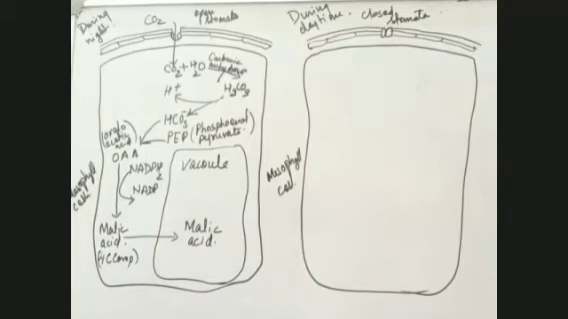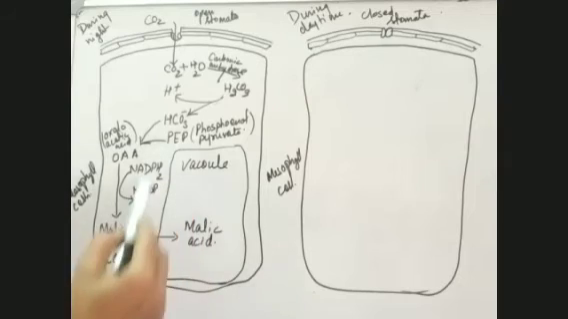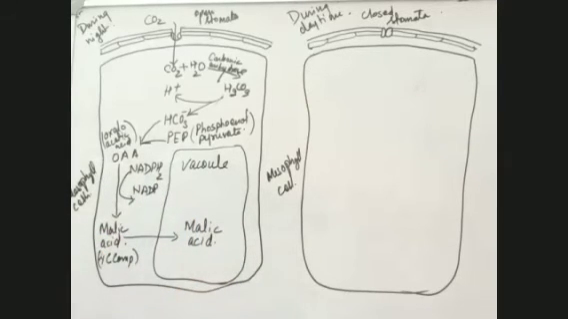Malic acid is a 4-carbon compound, and the whole night, while the stomata are open, this process keeps on taking place, and this malic acid that is formed keeps on accumulating in the vacuole present in the plant cell. Now after the formation of malic acid, what happens during the daytime, when the stomata are now closed? We are coming to the daytime now, when the stomata are closed. Now what happens?